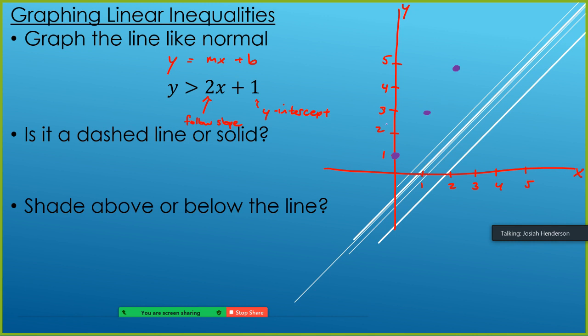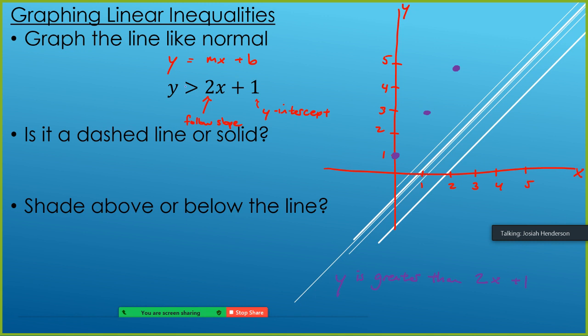line. Now, normally we would just connect the dots and graph our line, but this is an inequality. This reads as y is greater than 2x plus 1. I'm going to write that down below here so you can reference it. Y is greater than 2x plus 1. Think of the y as what we're going to shade, and think of the 2x plus 1, the mx plus b, as the line itself.